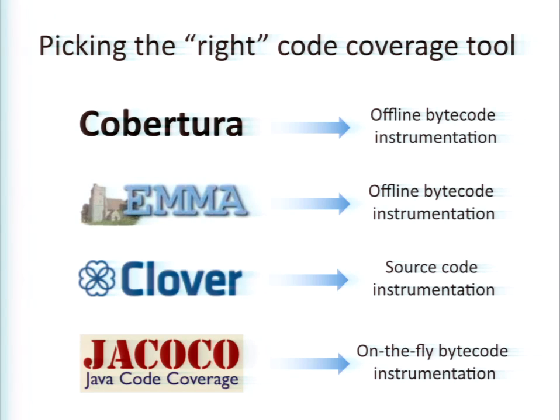And then JaCoCo does on-the-fly bytecode instrumentation. So it never touches source files or class files on disk. It does it in a running JVM. So as the classes get loaded, it instruments them on the fly in the JVM. And that's very nice because you don't have to set up any additional tasks before or after compilation. And you can never ship that code because it never exists on disk. It only exists in the JVM that's running your tests.